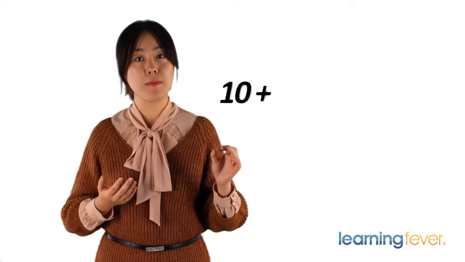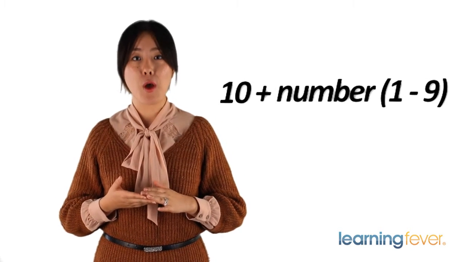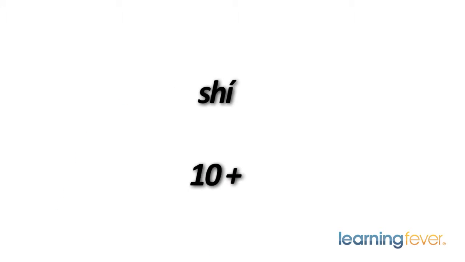We have now learned to say numbers from 0 to 10. In this lesson, we are going to learn numbers from 11 to 99. There are two formulas. The first one is used for numbers 11 to 19, and the second formula is for 20 to 99. The first formula is 10 plus number. For example, 11.